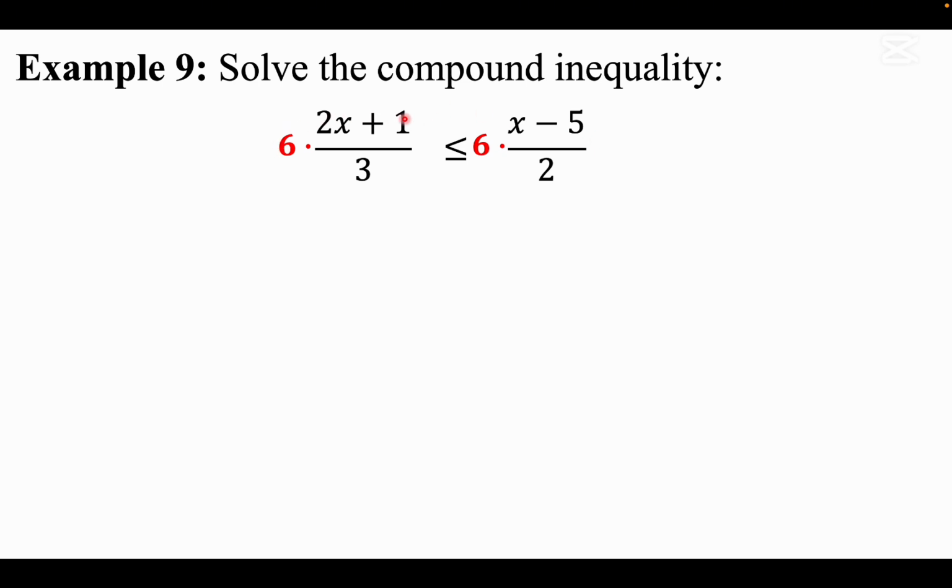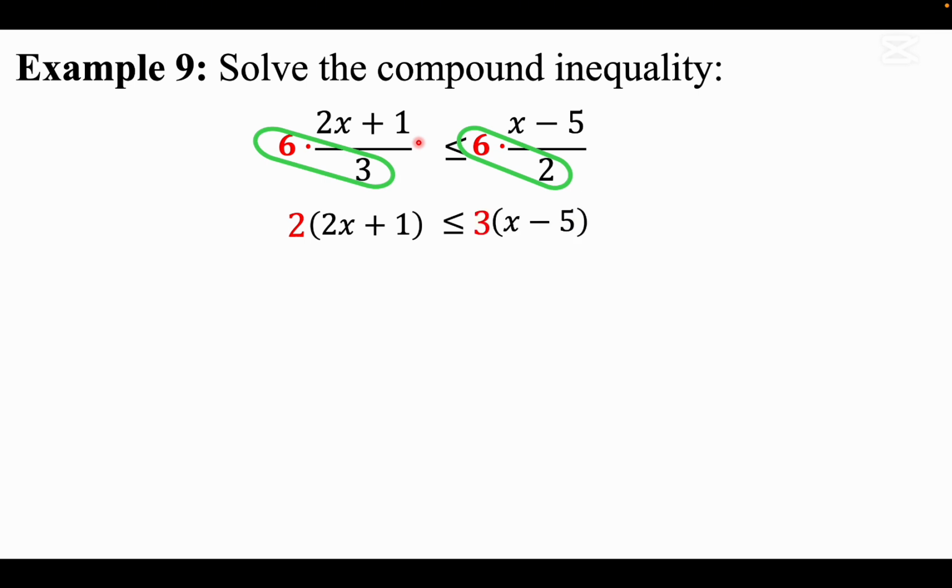Instead of distributing that 6 over here, I'm going to simplify it right here first. I can divide it first, and then the leftover could be multiplied to this. So 6 divided by 3 is 2, so you get a 2 for that, and then bring down the 2x plus 1, the symbol less than, and then I can do the same here. 6 divided by 2 is 3, and then multiply it to the x minus 5. And now we can distribute the 2 and 3. If I distribute the 2, I get a 4x plus 2, and then on the other end, I get 3x minus 15.